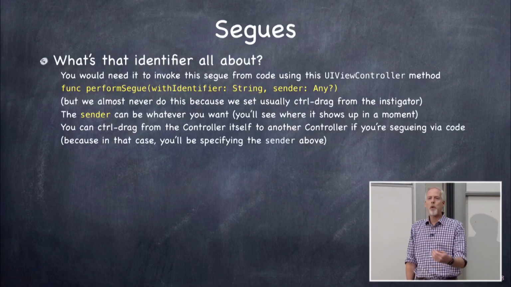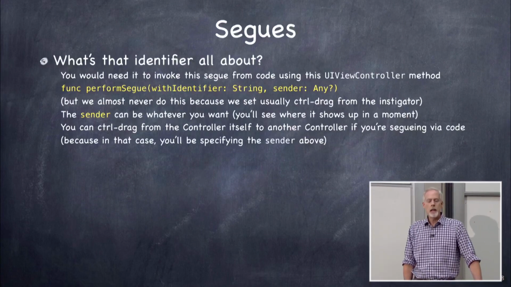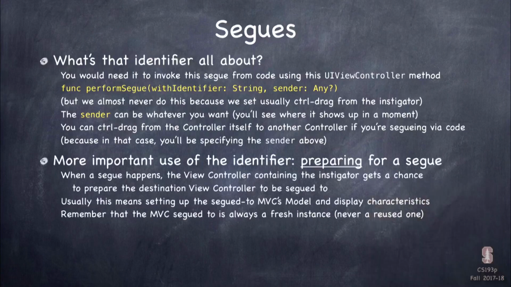We don't usually perform manually. I'll show it in the demo. We don't usually do it that often, okay? Because the real way we do it is just the control dragging, and that's going to automatically segue from that button. So we don't need to do it from code. But the most important use of identifier is to prepare the MVC that you're segueing to.